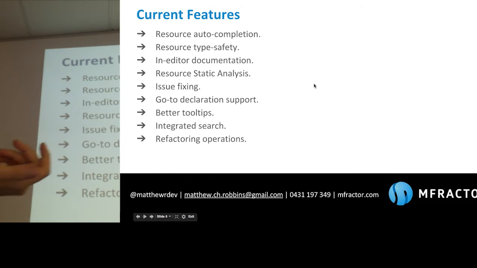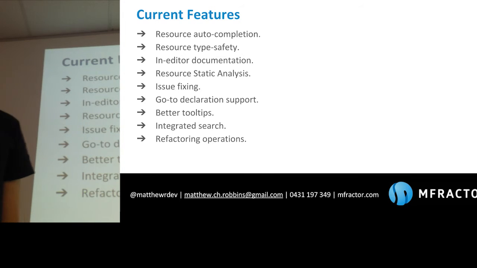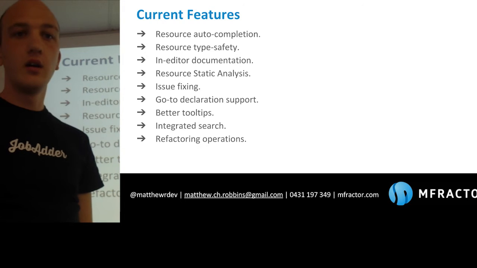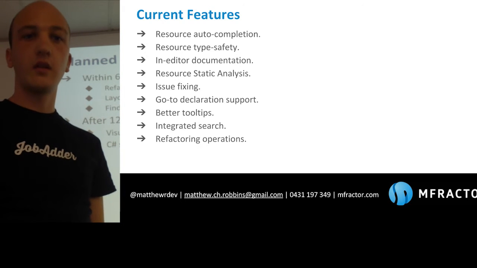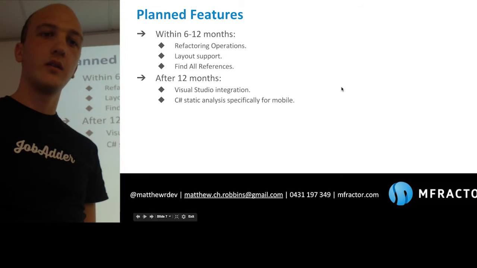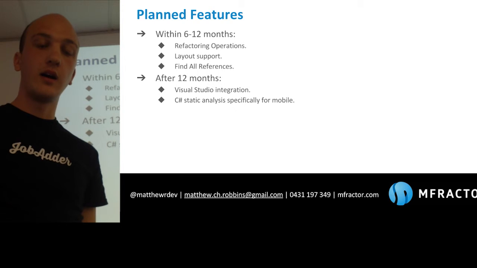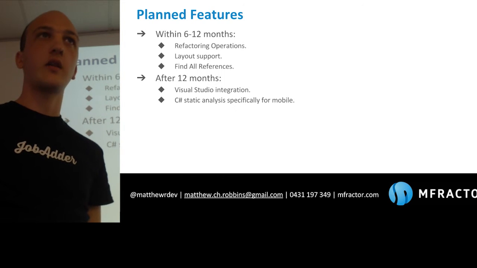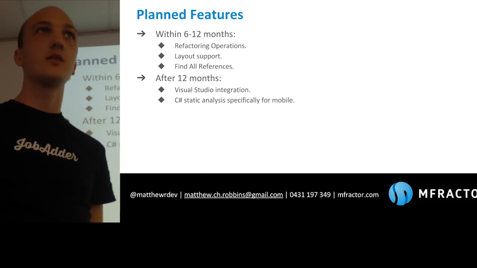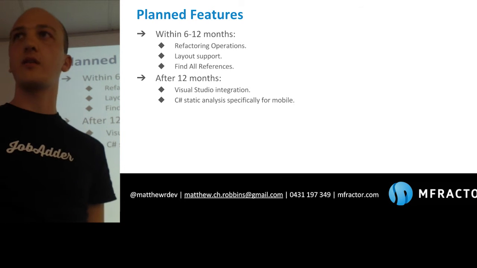So resource auto-completion, type safety for all resources, and then documentation, and static analysis, which broke of course. Issue fixing, so if a static analysis routine detects an issue, you can right click and fix it straight away. Yeah, and then better navigation, declaration, search, and refactoring operations now. And within the next 12 months, I'm planning on doing refactoring support and adding type system information for layouts, and references, and then after that I'll start doing C# static analysis.